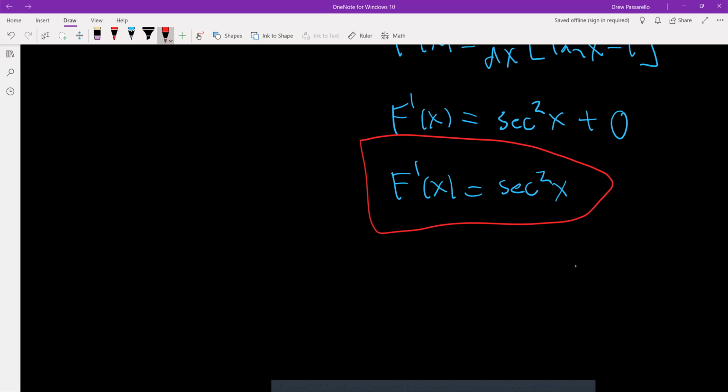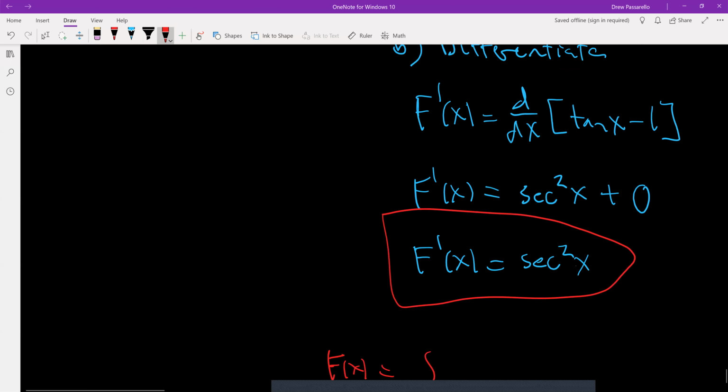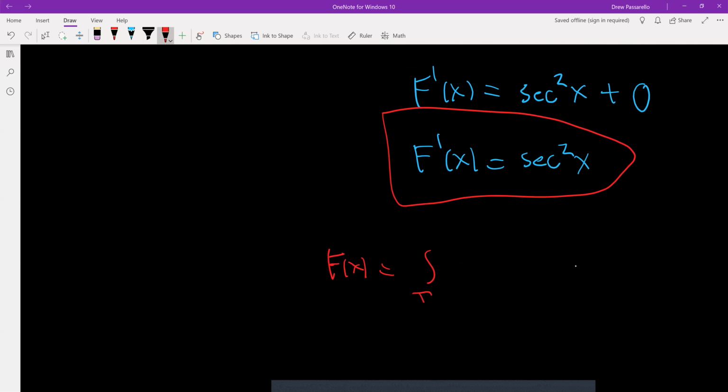All right, so that's the same function that was inside of the integral sign, because we started with pi over 4 to x of secant squared t dt. So we have the same function, secant squared. All right, and that's it for part 4.